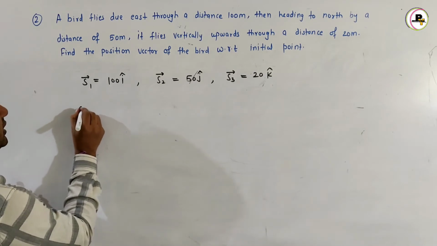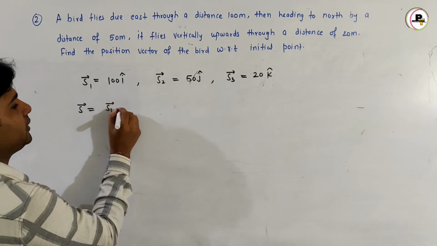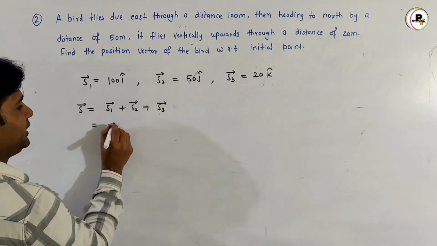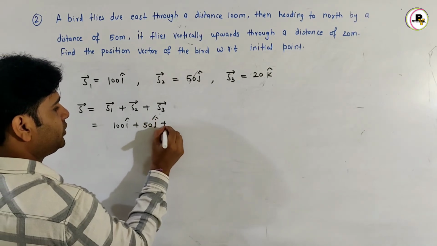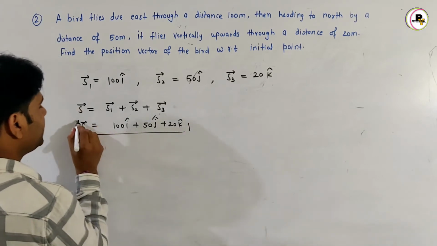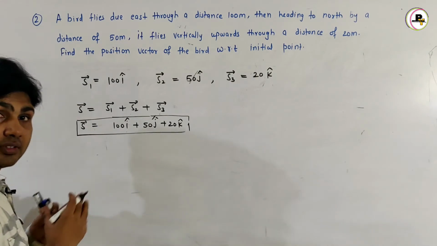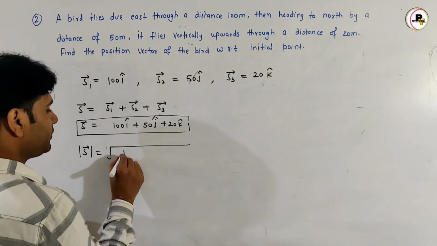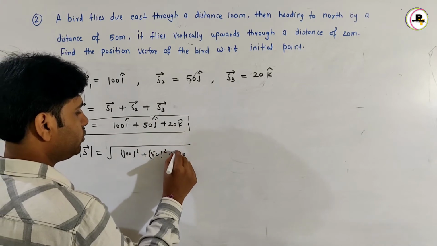Suppose resultant displacement is S vector. So S vector is equal to S1 vector plus S2 vector plus S3 vector. Therefore I can write here S vector equals to 100 i cap plus 50 j cap plus 20 k cap. This is the final displacement of the bird from the initial point. Now I need to find the magnitude of the displacement. So mod of S vector equals to square root of 100 the whole square plus 50 the whole square plus 20 the whole square.